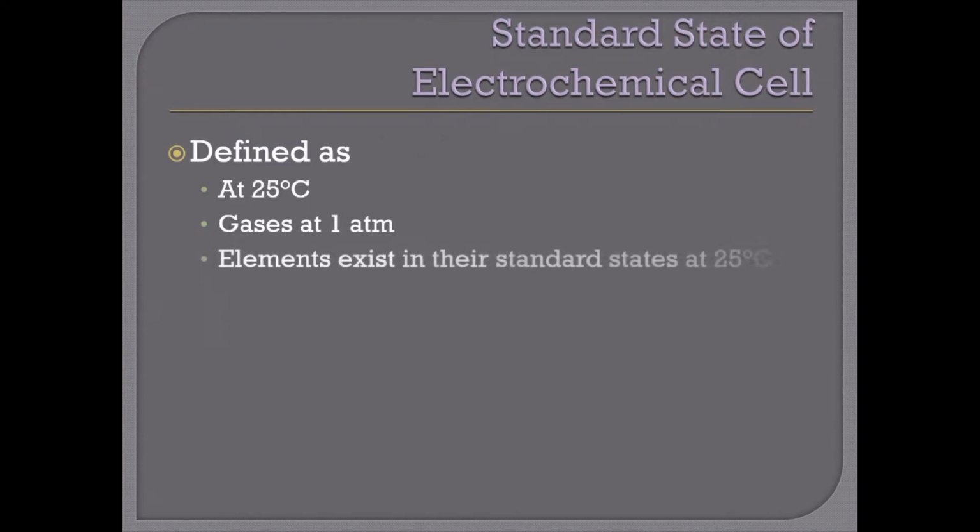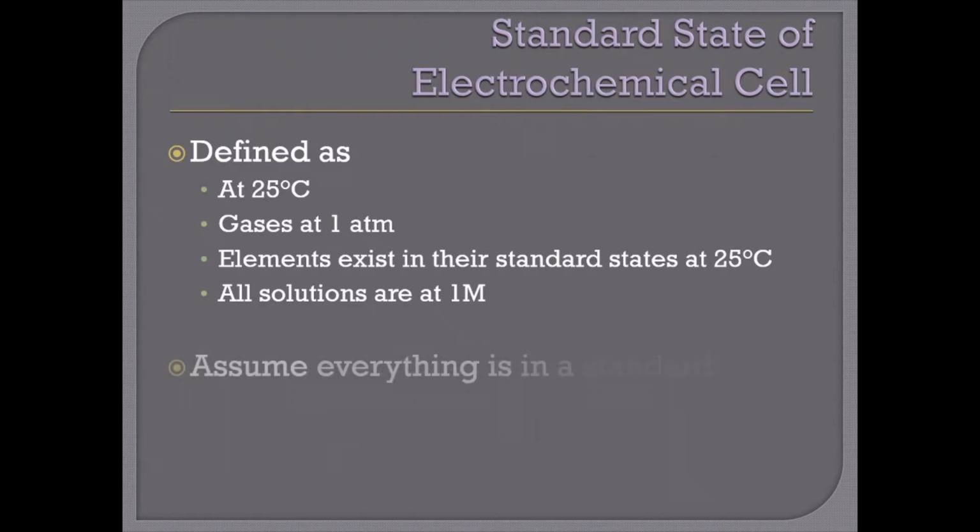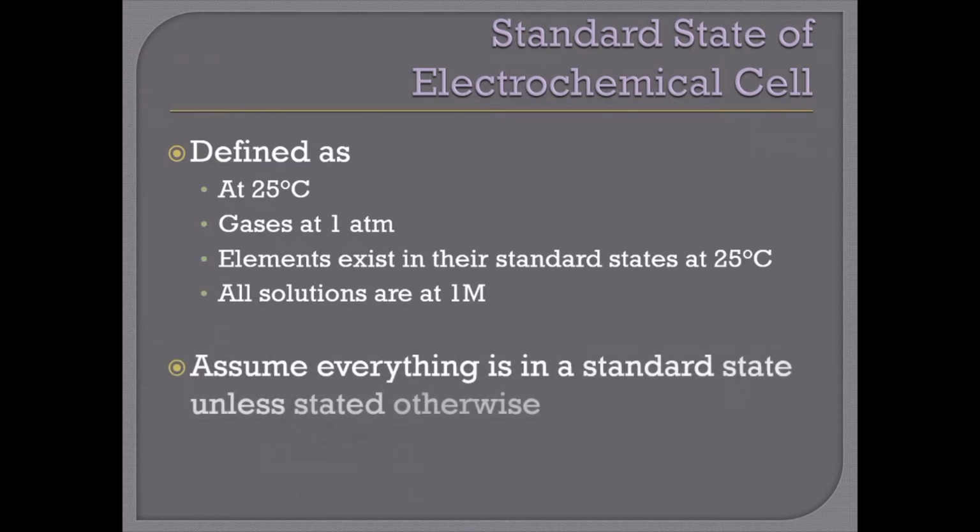Gases exist at 1 atmosphere. Elements will exist in their standard states at 25 degrees Celsius. So if it's liquid at room temperature, it'll be liquid at 25 degrees. If it's solid, it's solid. We calculate all solutions at 1 molar. If any of these conditions change, then you can use Le Chatelier's principle to determine how it would affect that particular half reaction. We don't normally do that though. This assumption that everything is in a standard state will hold true unless the problem tells you otherwise. If it does, then you can use Le Chatelier's principle to determine what will happen.